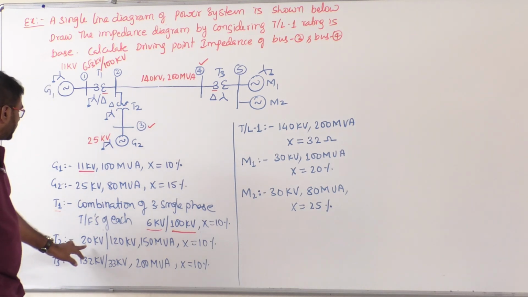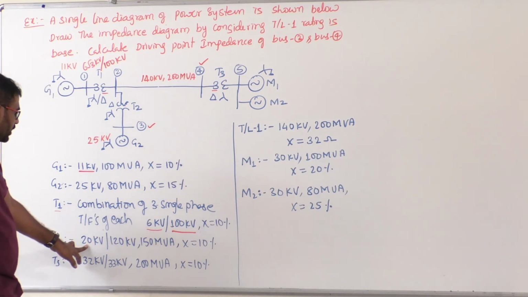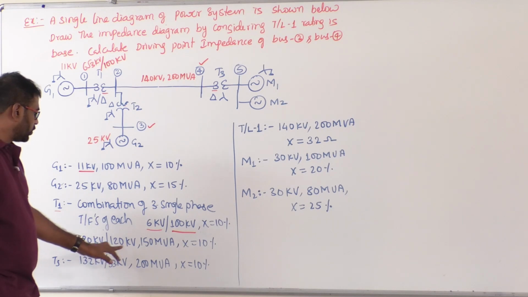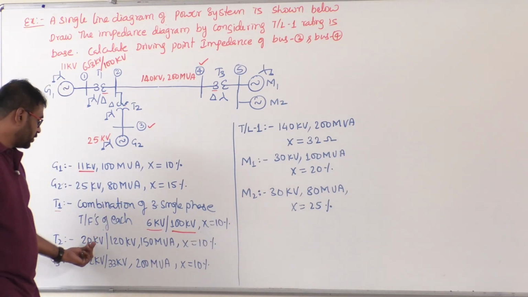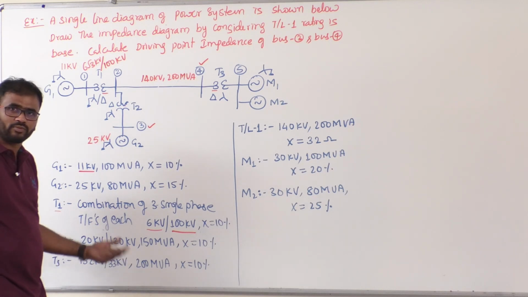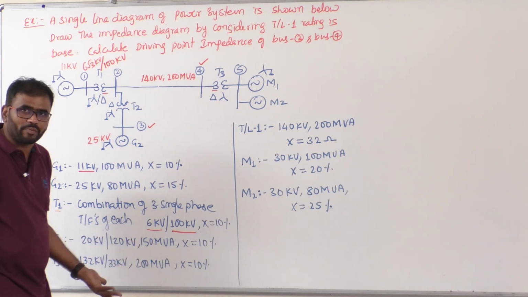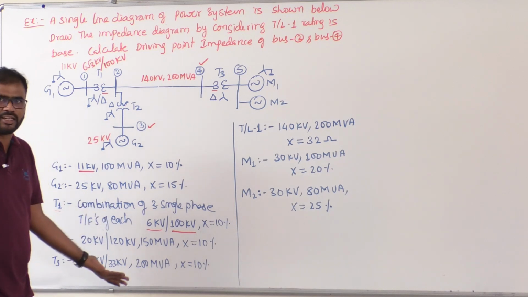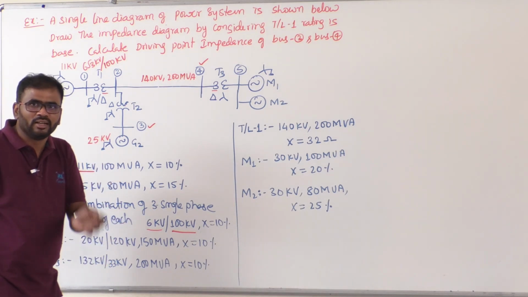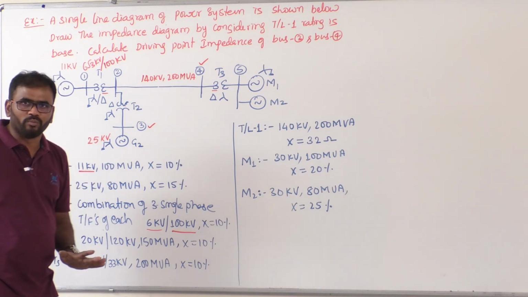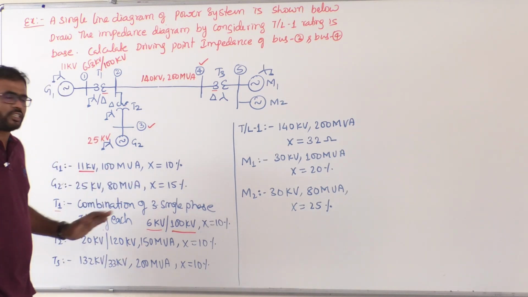Now coming to transformer 2. Transformer 2 is what? 20 kV by 120 kV, 150 MVA, X equal to 10%. But careful, sir, for transformer 2, tell me, is it a combination of 3 single phase transformers? That is not mentioned. That means by default it is a 3 phase transformer. If it is really a combination of 3 single phase transformers, definitely it is mentioned in the problem. Otherwise it is by default a 3 phase transformer.